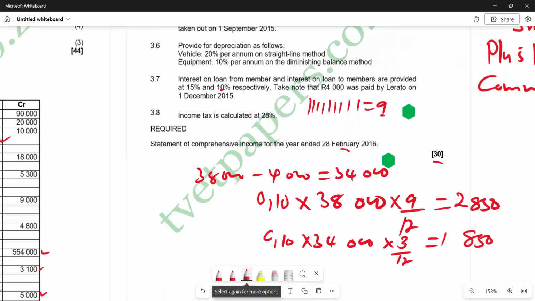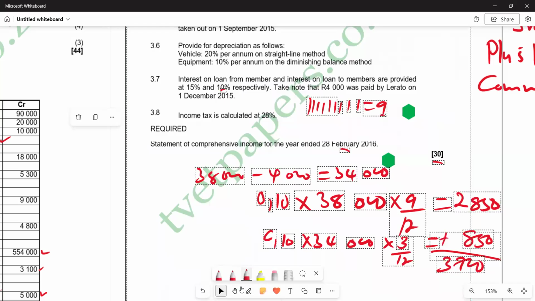So we add the two so that we can get the total interest for the period. So if we add 2,850 plus 850, we're going to get 3,700. So this is the interest for the period. This is the total interest to member that we were supposed to receive for the period. But if you go to the trial balance, you'd see that we received more than that.